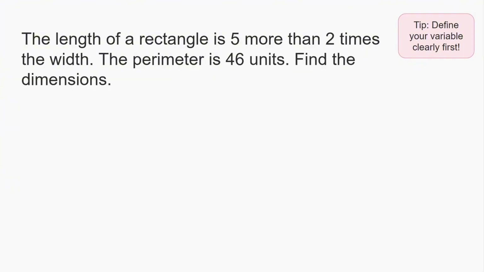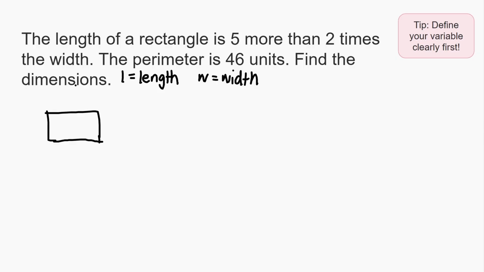For this question, we are given that the length of a rectangle is 5 more than 2 times the width. The perimeter is 46 units, and we're looking for the dimensions. So we're looking for the length and the width. So first, let's start off by drawing this rectangle. This is our rectangle, and we're gonna make L be equal to length and W be equal to width as our two variables. So we have L here and W here.